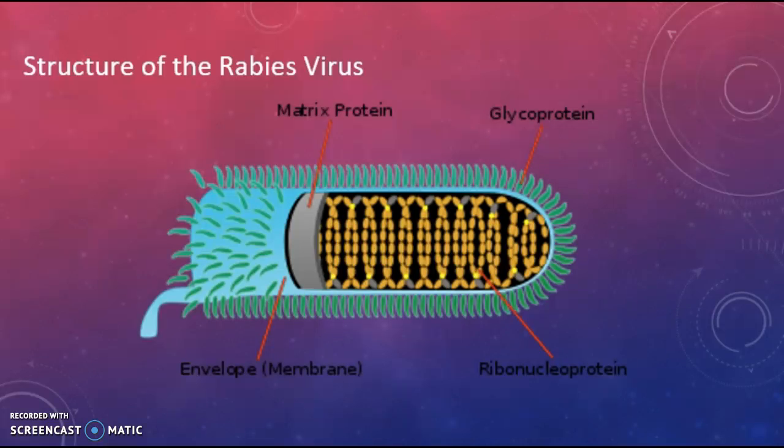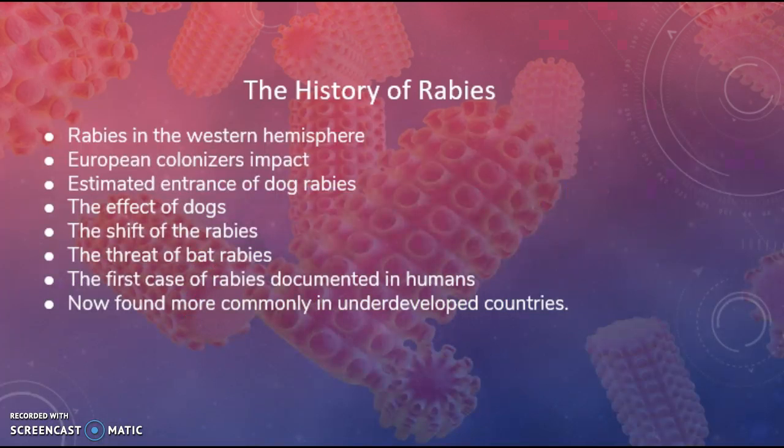Before modern control methods for rabies, it was common in the Western Hemisphere that many domestic dogs had rabies. And before European colonizers, rabies was likely only common in bats and skunks, and was rare or absent in domesticated dogs. It's estimated that from 1642 to 1782, dog-derived rabies did not enter the Western Hemisphere.